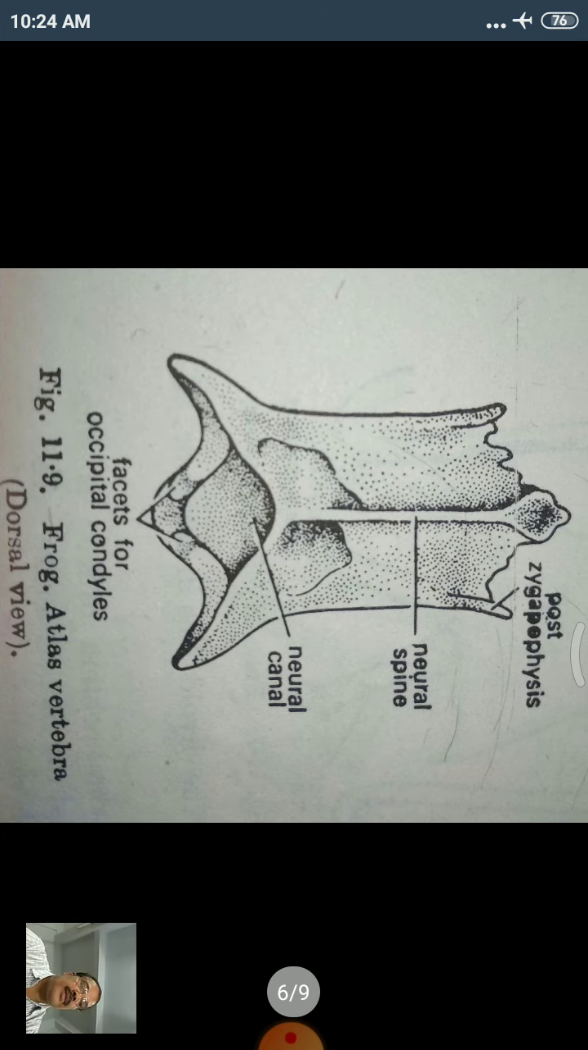Next one is atlas vertebra. It consists of neural spine, neural canal, and postzygapophysis, and then facets for occipital condyle.